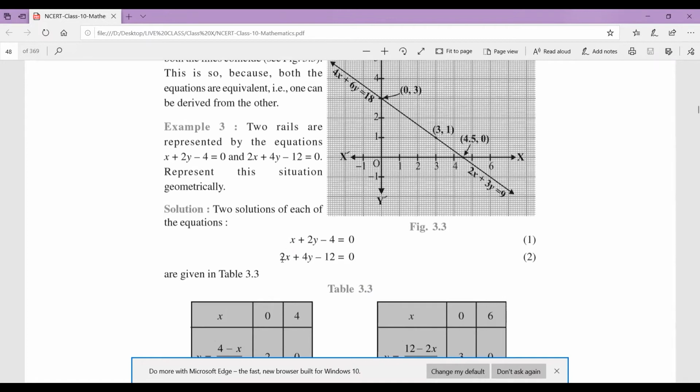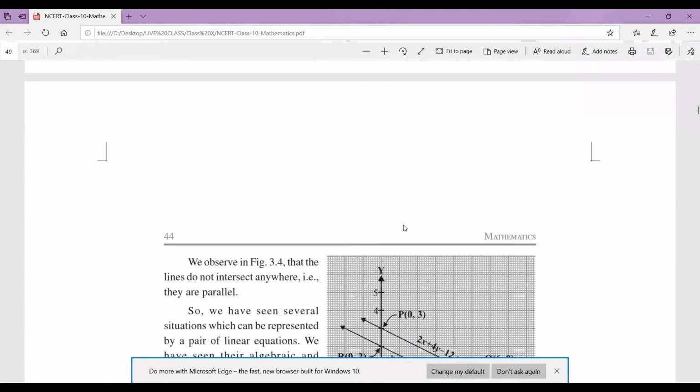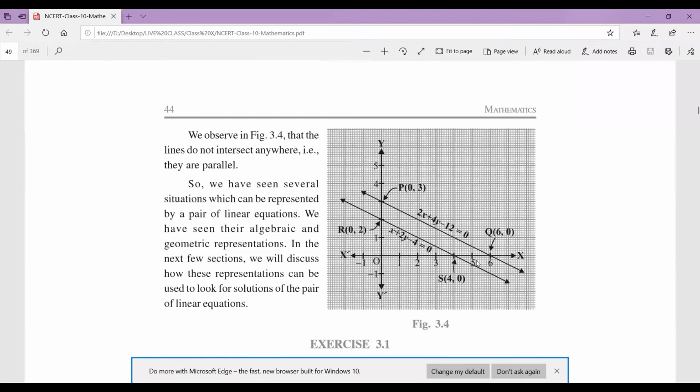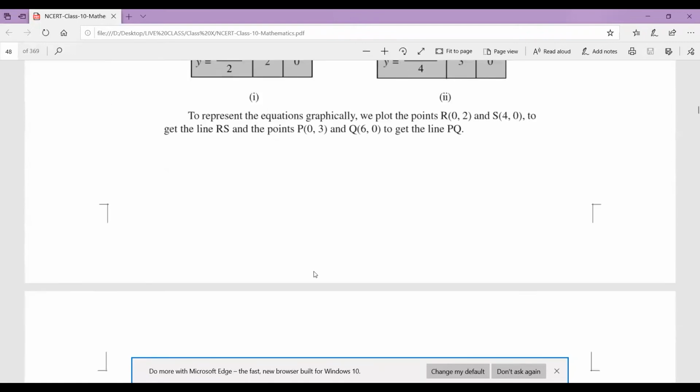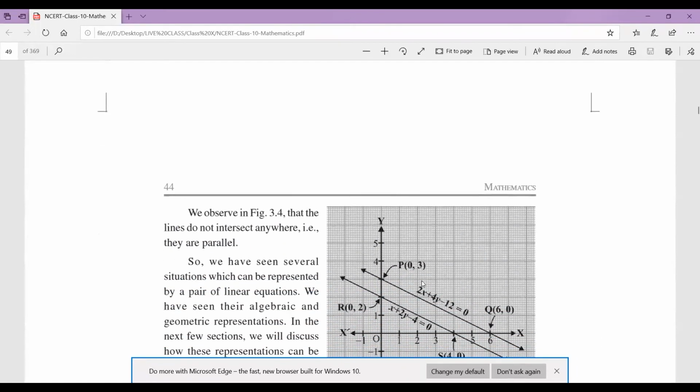If you see a1 by a2, that is equal to 1 by 2 here, and b1 by b2 is again 1 by 2. So a1 by a2 is equal to b1 by b2, but you will find c1 by c2 is different. c1 by c2 will give us 1 by 3. So that is different from these two. Okay, so this is case 2, and we are getting parallel lines. You can see in the graph. So it will have no solution, or you can say the system of linear equations is inconsistent. Or graphically we will say the lines are parallel.